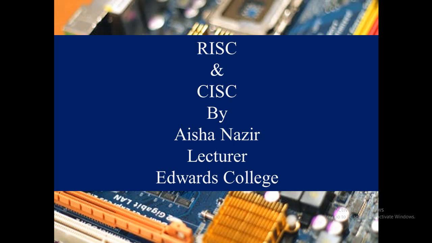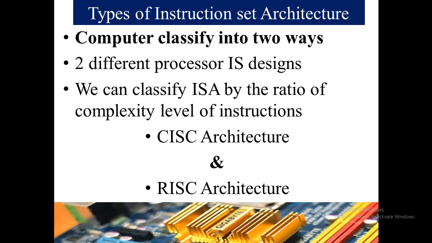to perform particular tasks. In the same way, RISC, that stands for Reduced Instruction Set Computer or Computing, and CISC, that stands for Complex Instruction Set Computer, are the two types of instruction set architecture. So let's get started. Types of instruction set architecture. Computers are classified in two ways. Two different processor instruction set designs are available. We can classify instruction set architecture by the ratio of complexity level of instructions.